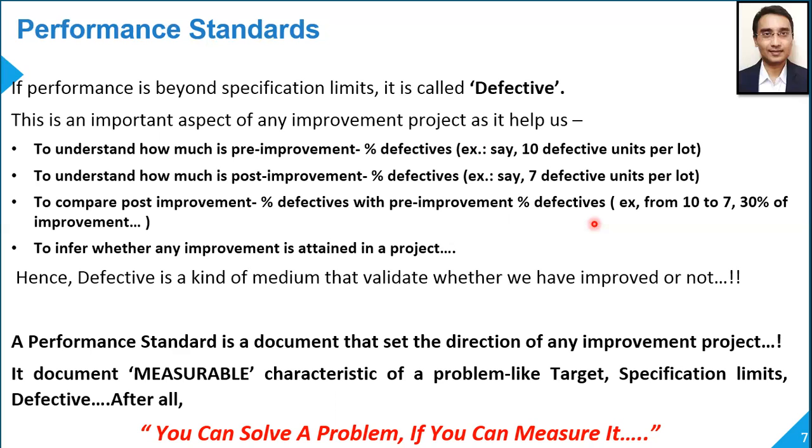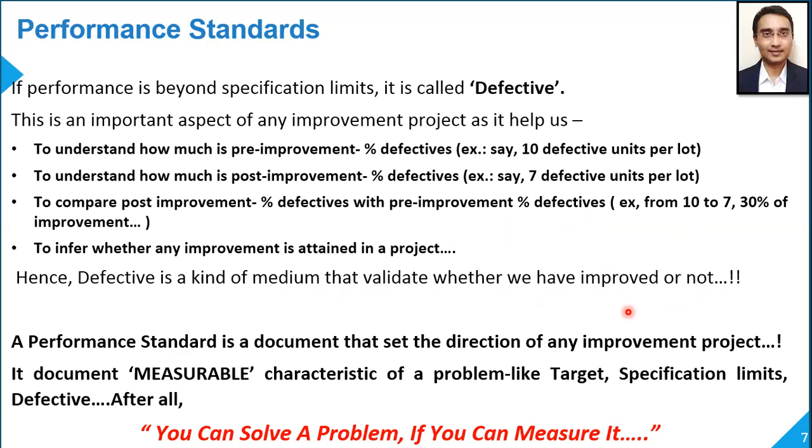So the very last point over here: to infer whether any improvement is attained in a project or not, we have to define the definition of defective very clearly. And that is why, as I mentioned, this is the backbone of any Six Sigma project. Hence, defective is a kind of medium that validates whether we have improved or not. That is the value of defective, and we define defective in a performance standard.